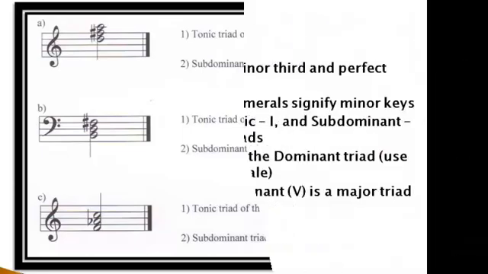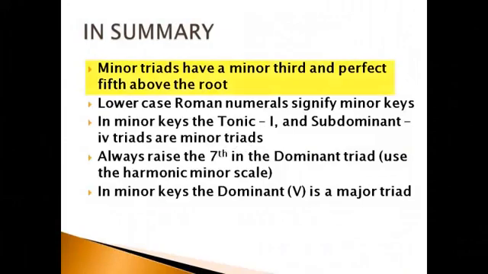In summary, minor triads have a minor third and a perfect fifth above the root. Major triads have a major third and perfect fifth above the root. You're going to use lowercase Roman numerals for minor keys and uppercase Roman numerals for major keys. In minor keys, the tonic and the subdominant, which is the 1 and the 4, are always minor triads.